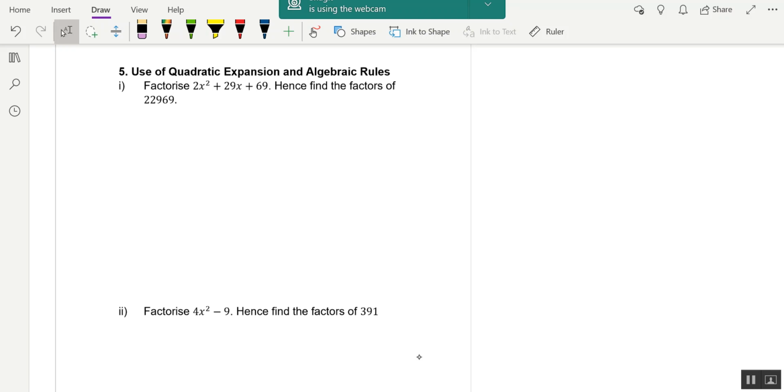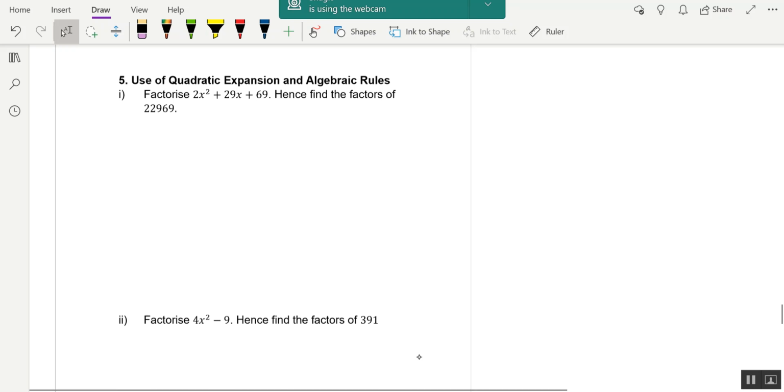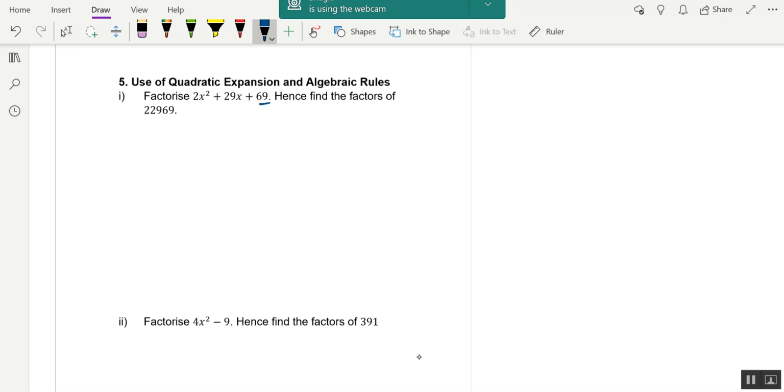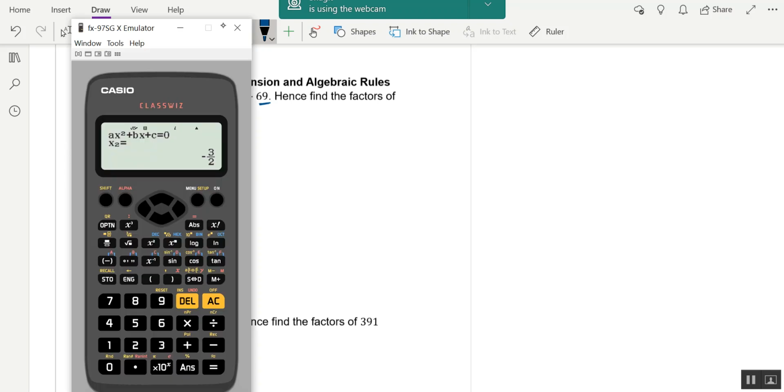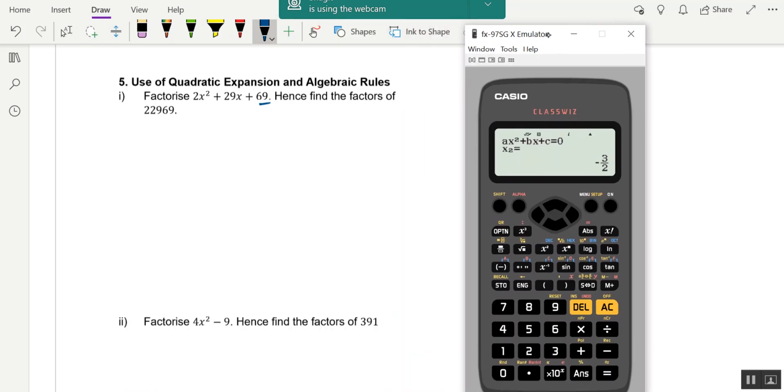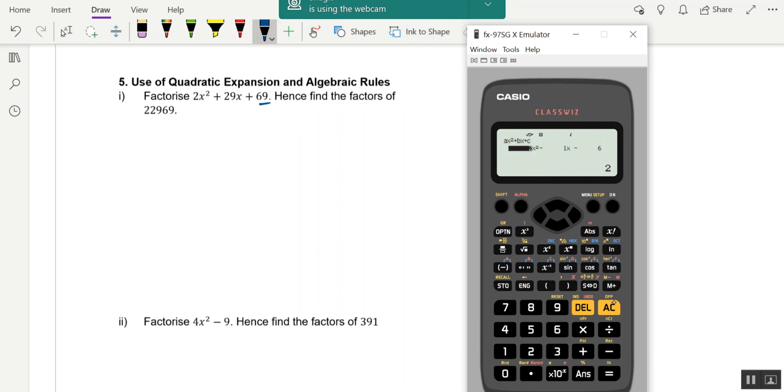This last part is about the uses of quadratic equation expansion and algebraic rule. Okay, so if you see that 69 is a very big number and you have 29 there, you can use your calculator again, go to mode 3 for fx-95 or mode 5 2 2 for fx-97. 2 is your A, 29 is your B, and 69 is your C. After keying these three numbers in, you got x equals -3.